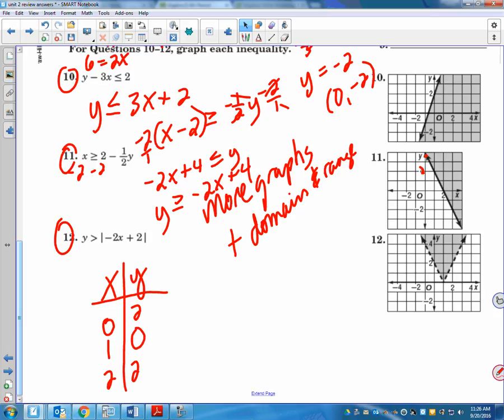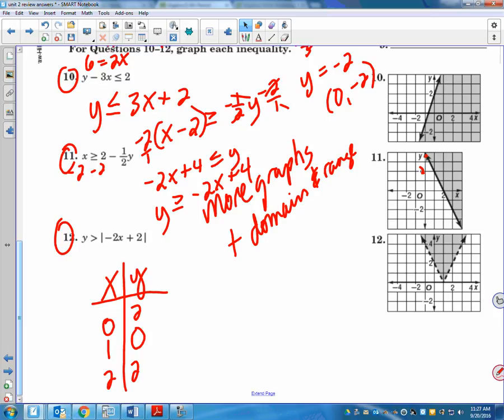2 points if you have the graph in the right spot. 1 point if you made a V-shaped graph. So let's say you messed everything up, but at least you made a V-shaped graph, you can still get a point. Let's say you made a V-shaped graph and it was a dotted line, you can still get 2 points.